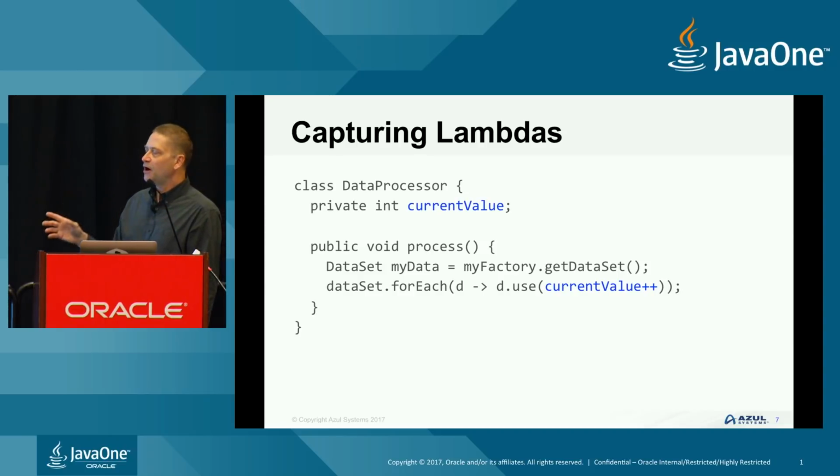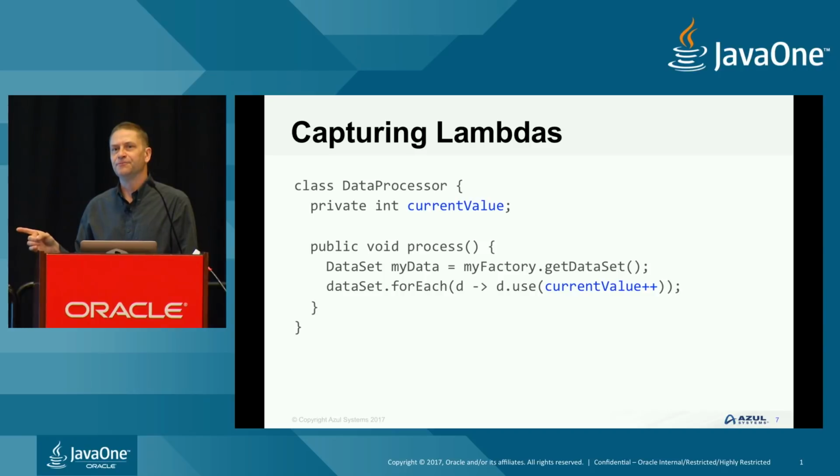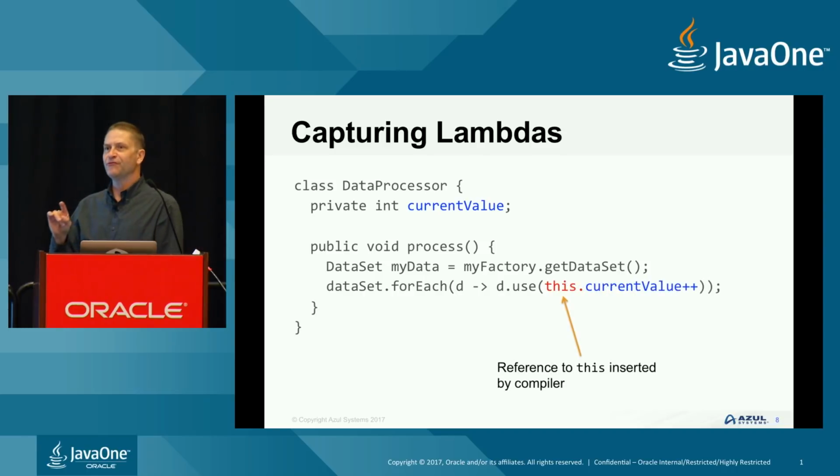It turns out that the compiler does something on your behalf. And I'm not actually convinced that this is a good idea, because what happens is it actually inserts a reference to this in front of your variable. Now, remember that a lambda expression is not associated with a class.